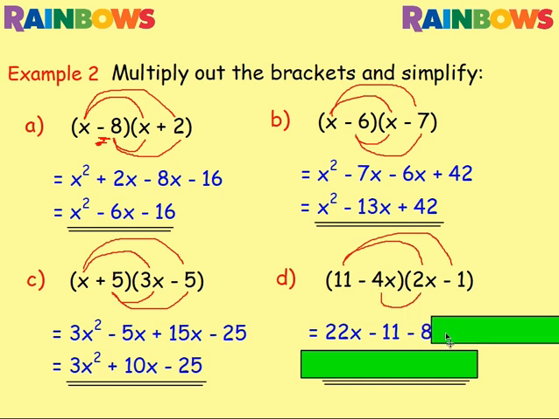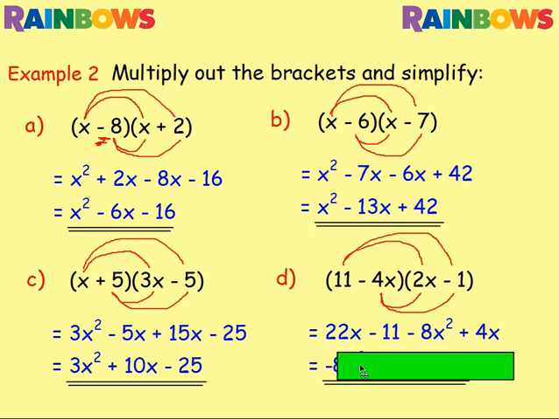4 times 2 is 8. And x times x gives you x squared, so negative 8x squared. And finally, negative 4x times negative 1. A negative times a negative is a positive, and 4x times 1 is just 4x. With the x squared, you've got negative 8x squared. There's no other x squared, so it stays as negative 8x squared.